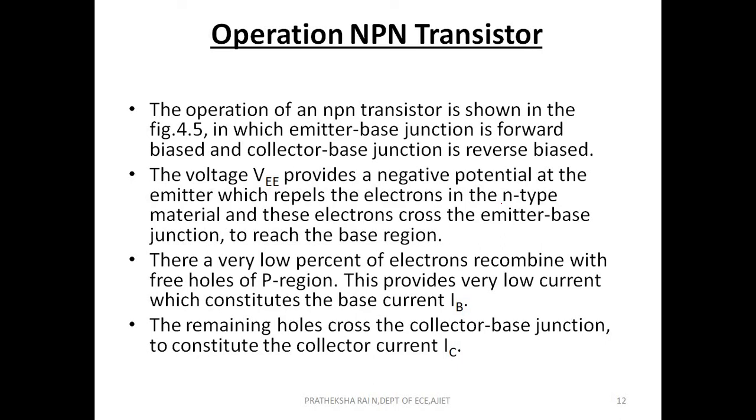So the operation of an NPN transistor is shown in the figure, in which the emitter-base junction is forward biased and the collector-base junction is reverse biased. The voltage VEE provides a negative potential at the emitter which repels the electrons in the N-type material, and these electrons cross the emitter-base junction to reach the base region. A very low percentage of electrons recombine with free holes of the P region. This provides a very low current which constitutes the base current IB. The remaining electrons cross the collector-base junction to constitute the collector current IC.